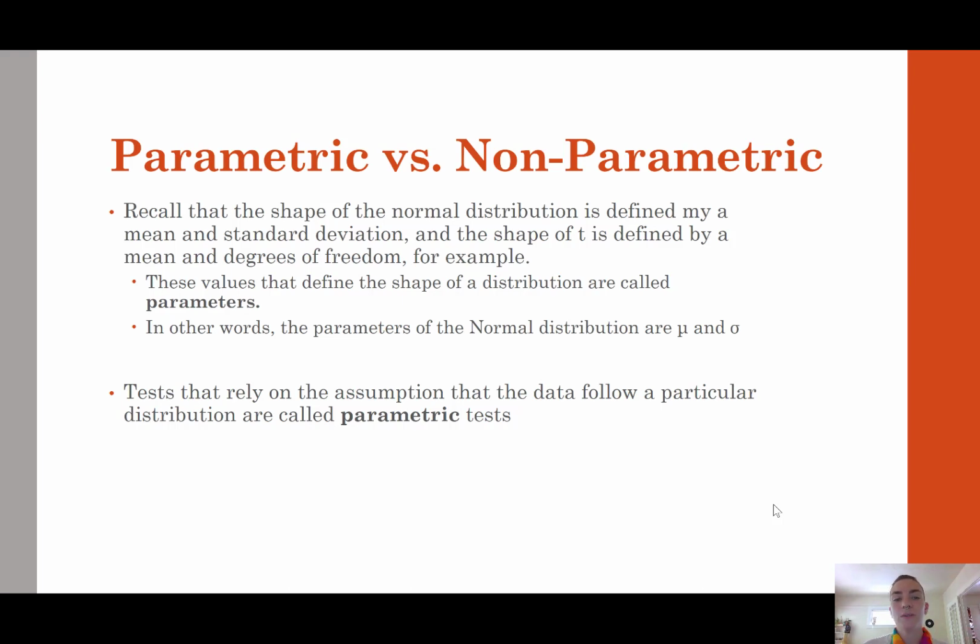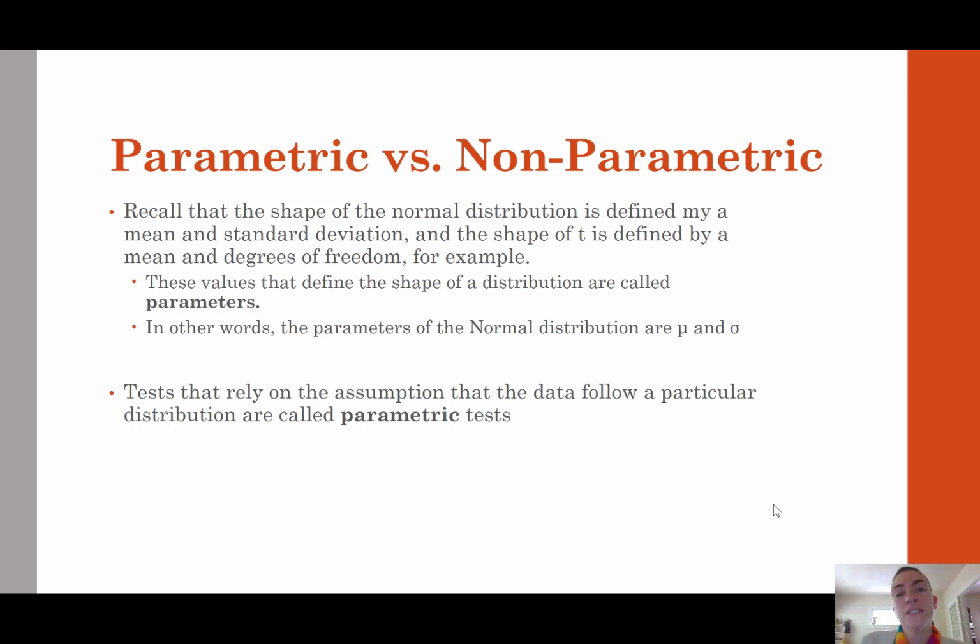And those two values, the mean and the standard deviation, are called parameters. The parameters of the normal distribution are the mean and the standard deviation. Every distribution has parameters that define it or that give it its particular special shape. So we call tests that rely on distributional assumptions parametric tests.